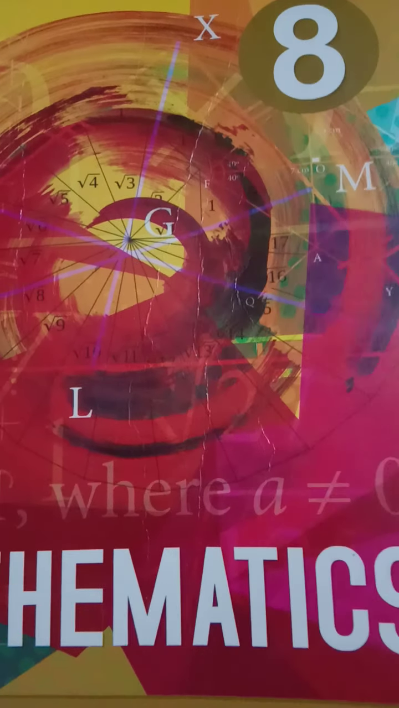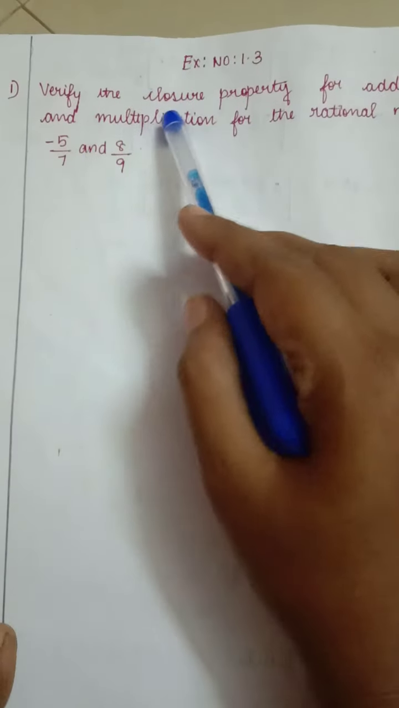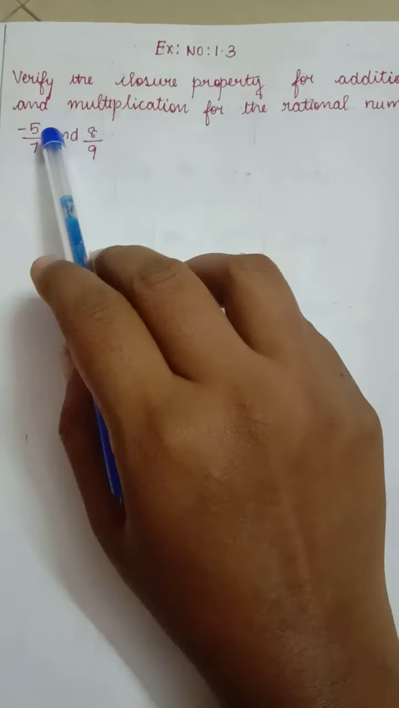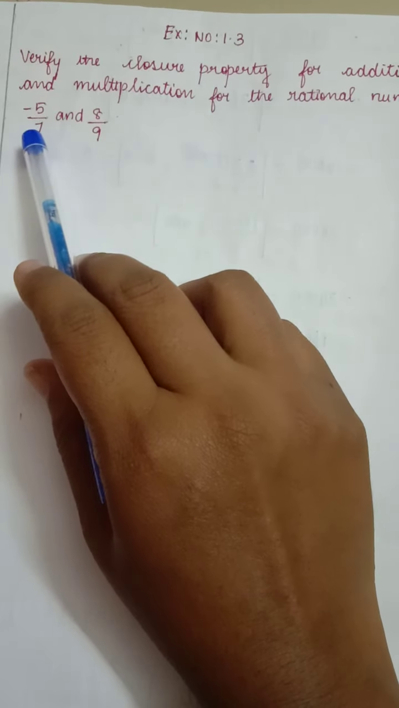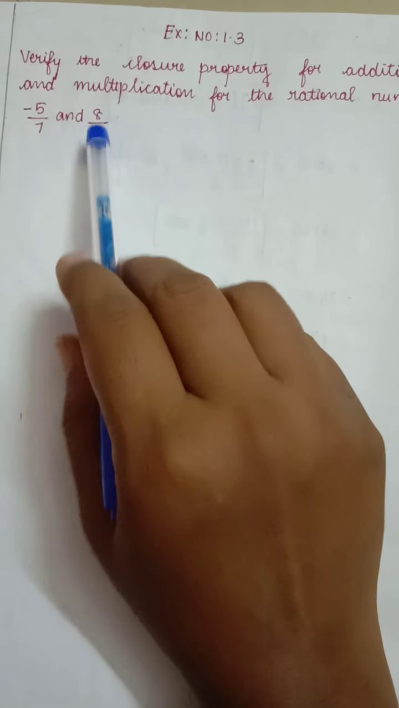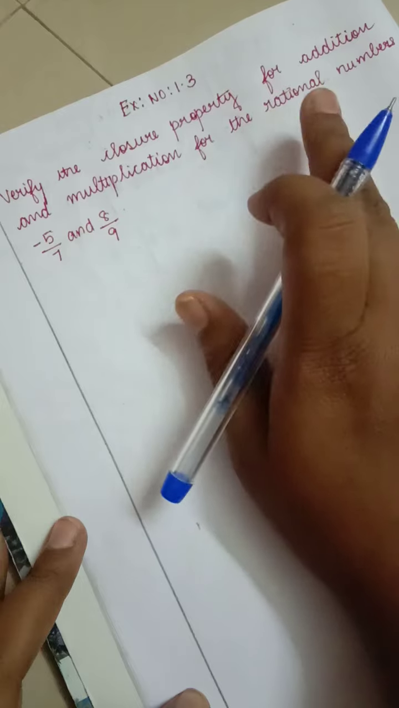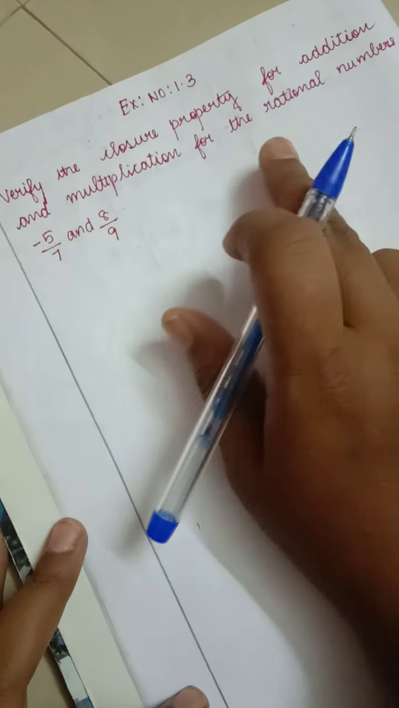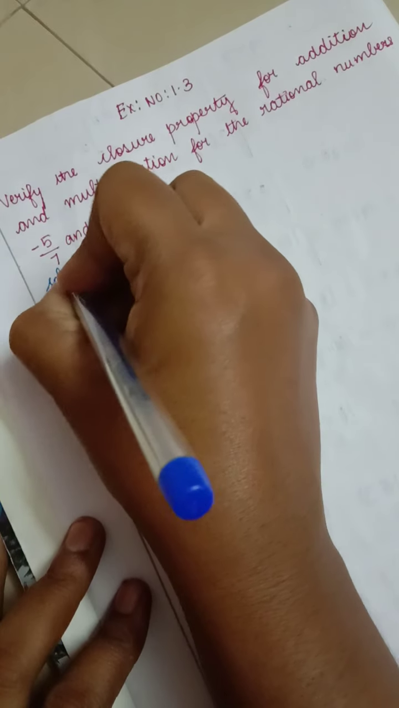We are going to see exercise number 1.3. Verify the closure property for addition and multiplication for the rational numbers minus 5 by 7 and 8 by 9. First of all, we are going to see what this closure property is and how to verify it for addition and multiplication. So, the solution.